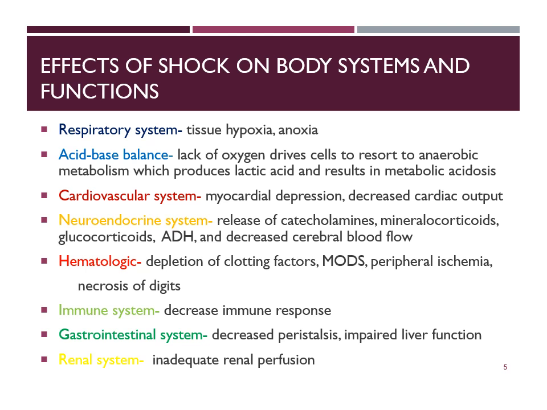GI system. The GI system reacts by decreased peristalsis. So the blood flow is decreased to the GI center, and there's decreased peristalsis. Everything slows down. Part of that is a decrease in aerobic metabolism. So decreased peristalsis, decreased bowel sounds, decreased blood flow to the gut. And also, there might be impaired liver function. Then the renal system can have inadequate renal perfusion.